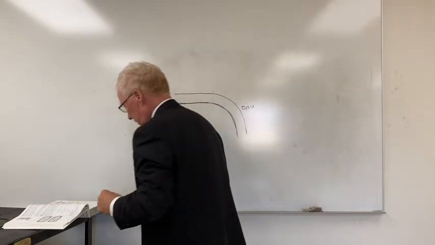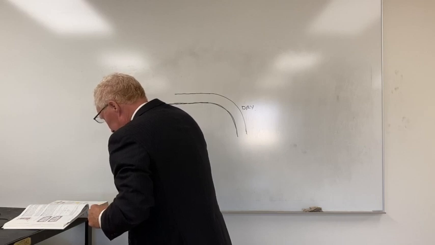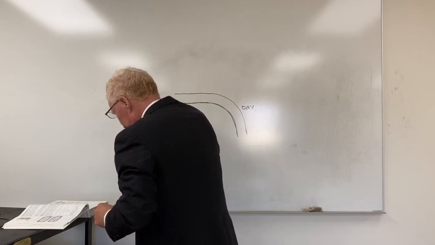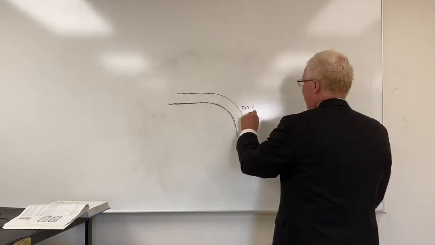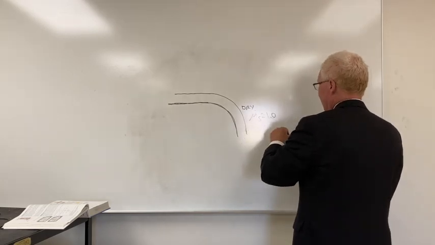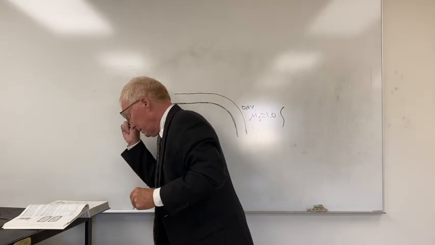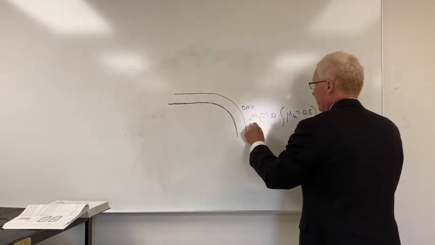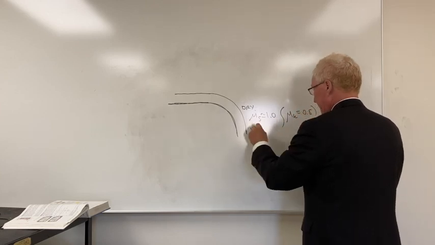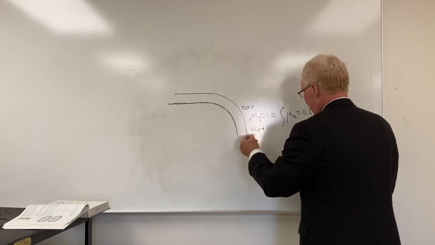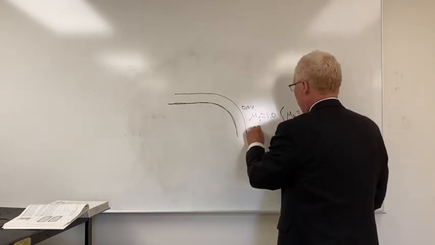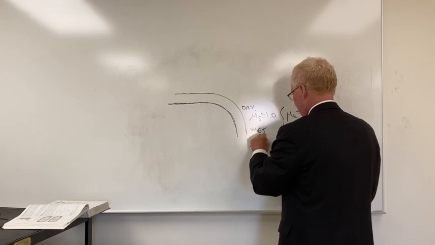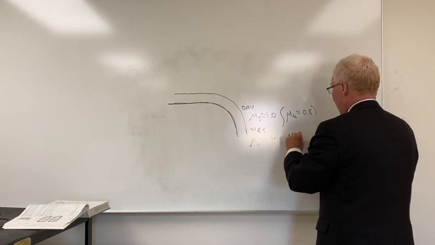Okay, so, so what? And when it's dry, mu static is approximately 1, and mu kinetic is about 0.8. Now, if it's wet, then this will be about 0.6, and this can be about 0.4, or let's say 0.3.